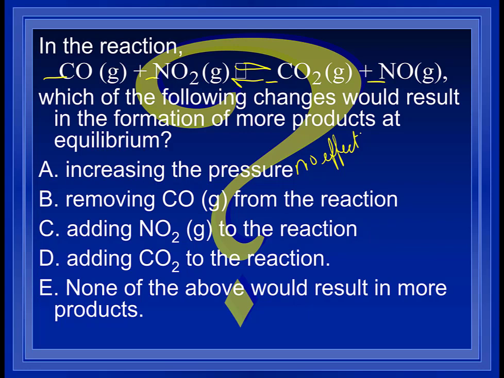Removing CO from the reaction. If I remove CO, it's going to respond by making more CO. And if it makes more CO, that's less products, not more products. Adding NO2 to the system. If I add NO2, it's going to use up that NO2 to make more stuff, and that's more product.